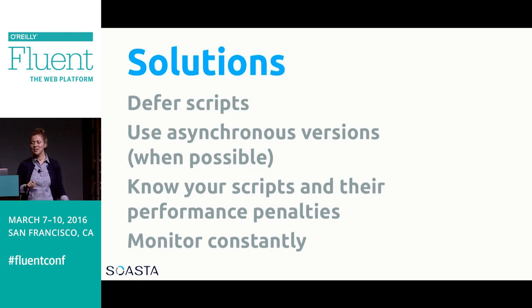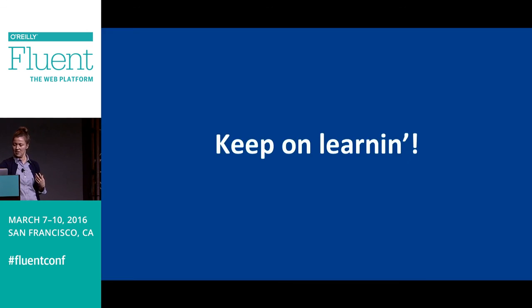So things you can do: defer your scripts, use async versions, understand your scripts and what their performance penalties are. Do A/B tests with your scripts. If the script is promising you some kind of conversion gain, then do an A/B test with it and see, does it actually deliver that conversion gain? Or does it incur enough of a performance loss that the performance loss hurts your conversion gain? So I highly recommend A/B testing scripts, and again, monitoring them constantly. And fortunately, there are tools that have built up around this.